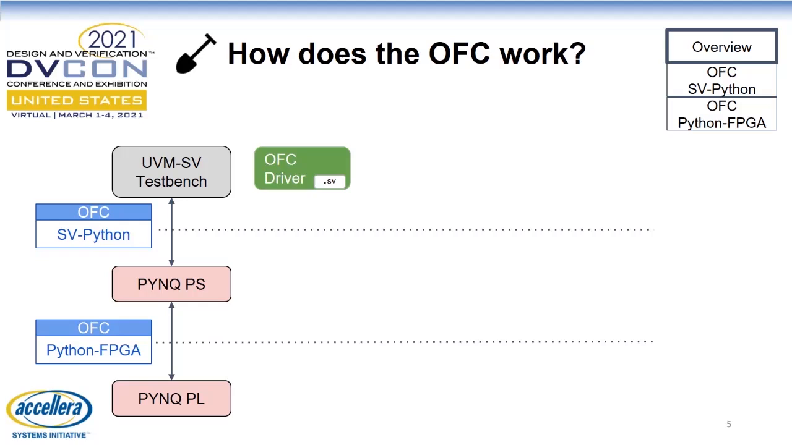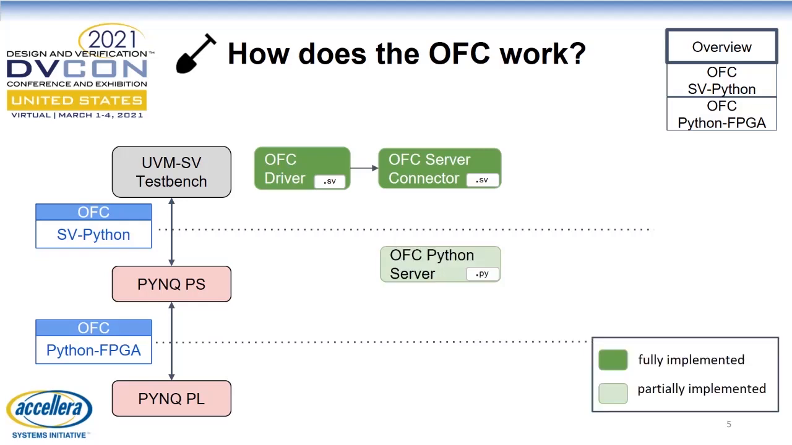The OFC driver sends messages containing the items to a proxy component that manages the connection with the hardware platform. This component is called OFC Server Connector and is responsible for initiating the connection with the processing side of the PYNQ board, and also for sending items and receiving monitored results. On the PS side, the framework provides a Python server, which communicates with the testbench using TCP messages. This server receives requests from the testbench and sends monitored items back to the host machine.